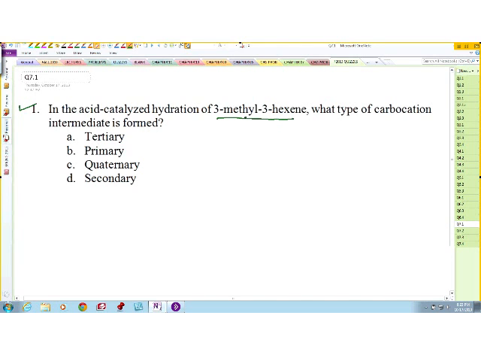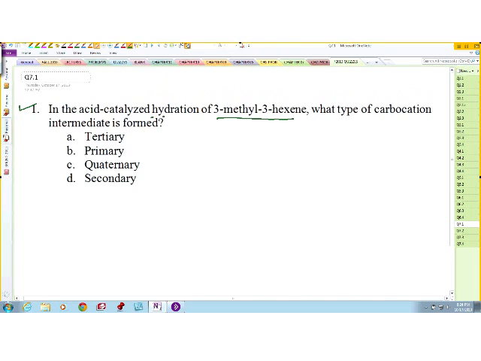Okay, so in this question here, the question is, in the acid catalyzed hydration of 3-methyl-3-hexene, what type of carbocation intermediate is formed? This question is testing your knowledge of nomenclature. This is also testing your knowledge of reaction mechanism as it relates to the electrophilic addition reactions to alkenes. You must know that the first step in that reaction mechanism is the formation of a carbocation as a result of addition of a proton. Okay, so what do we have here?